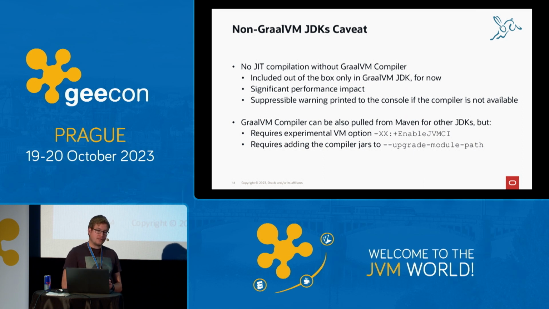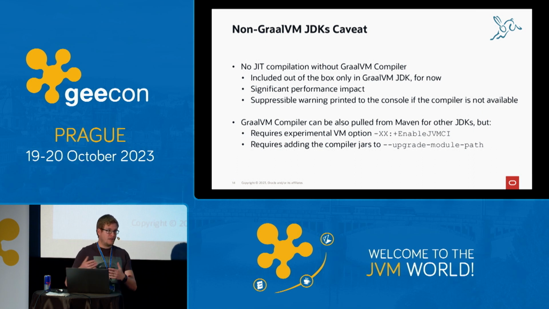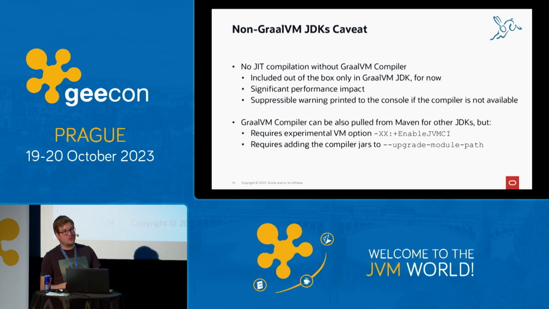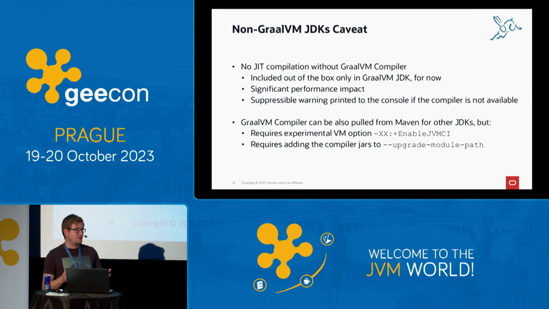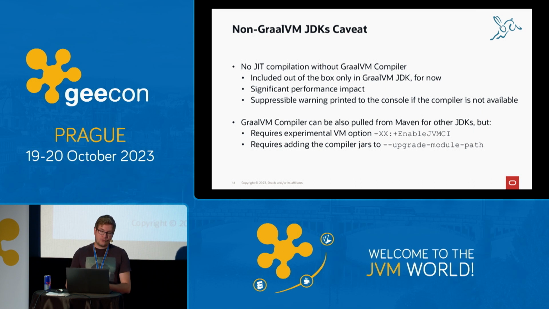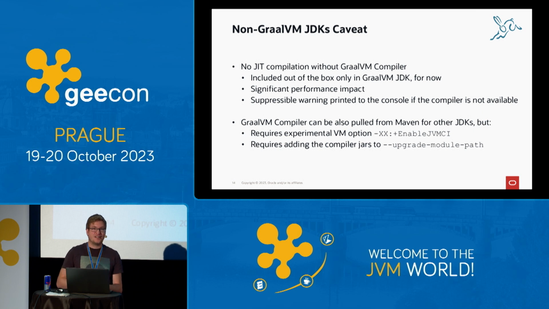There are some caveats for when you use non-GraalVM JDKs. The thing is that the non-GraalVM JDKs don't contain the GraalVM compiler out of the box. So we can't really do the just-in-time compilation that's powered by the GraalVM compiler. So there is a significant performance impact. It might not be such an issue for your use case. Depends on the use case. It prints a warning so that people don't come back to us telling us how slow our interpreters are without actually realizing that they're not running in the most performant mode. But you can suppress that warning.